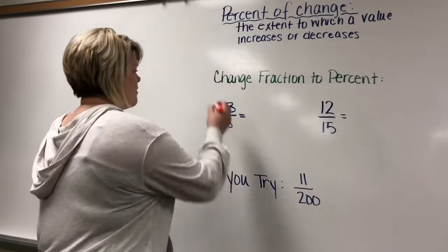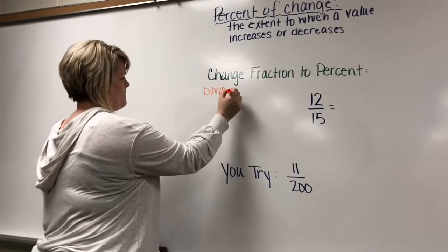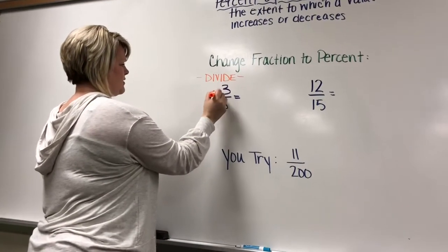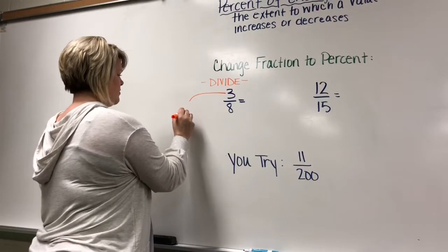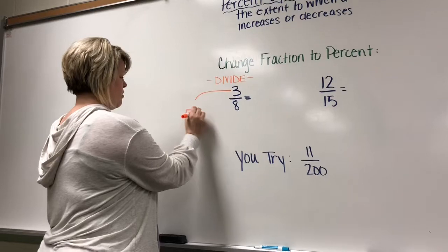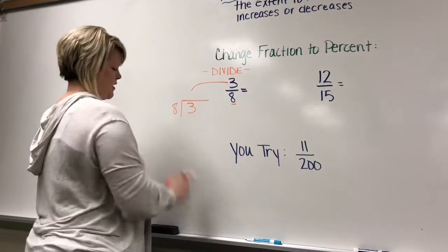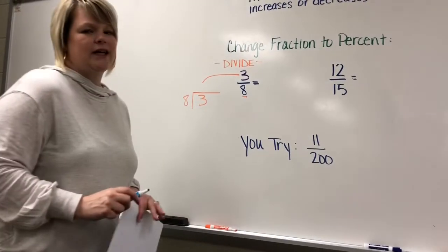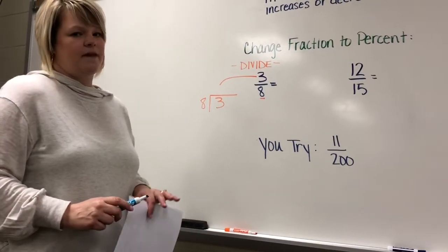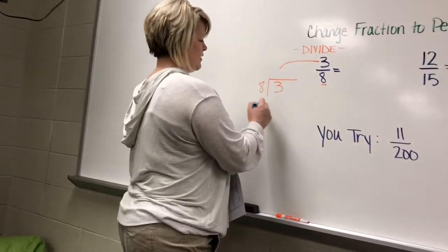So I always divide. This top number always goes on the inside of the box. Always, always, always. Bottom number comes outside. Now you're going to end up with a decimal. The decimal then will turn into the percent. So watch how I do this.